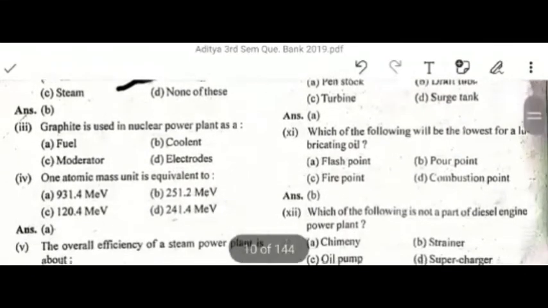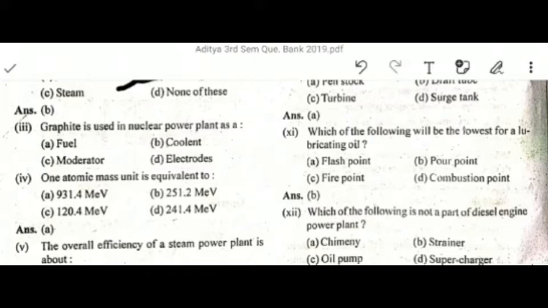Now moving towards the third question: graphite is used in a nuclear power plant as a moderator, which is made of graphite. So option C will be the correct answer, moderator. Here the answer is not given, you should write here the answer will be C.